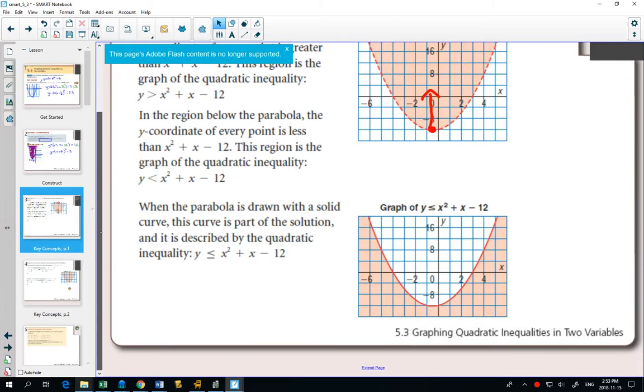Here's another one. Y is less than or equal to. So if you picked any point on your graph, like the vertex, if it's less than or equal to, you would shade below. Okay? One of the things we never talk about with shading is inside and outside the parabola, because that can change whether the parabola opens up or down. We always talk about shading above or shading below.